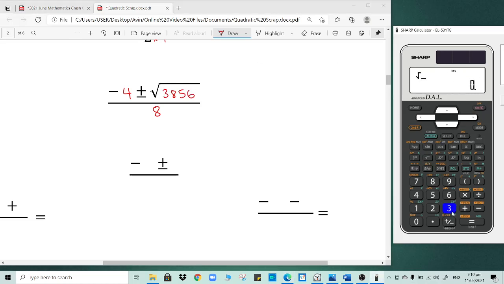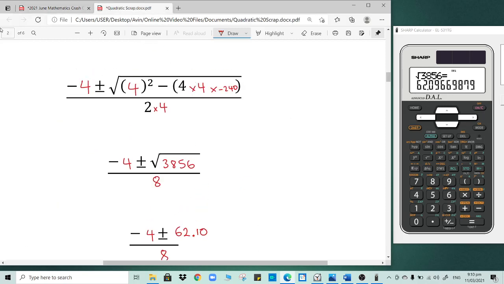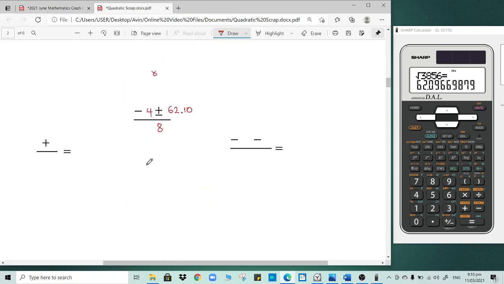So, the square root of 3856 is 62 point, well, if we round that off, we'll get 62.10. And we have a 4 here, and we have an 8 here. Let's double check something. 4 squared minus 4 times 4 times minus 240, we didn't do anything too wrong. Nope, it's correct. So let's work out this now. We have to work out minus 4 plus 62.10 divided by 8, then minus 4 minus the 62.10, also divided by 8.